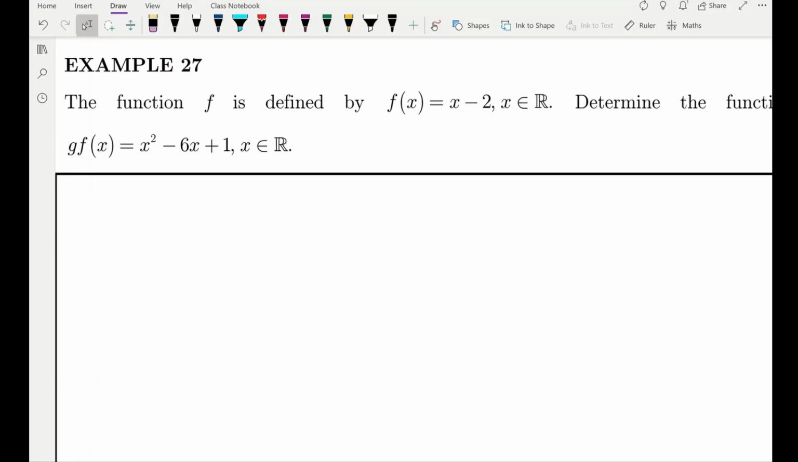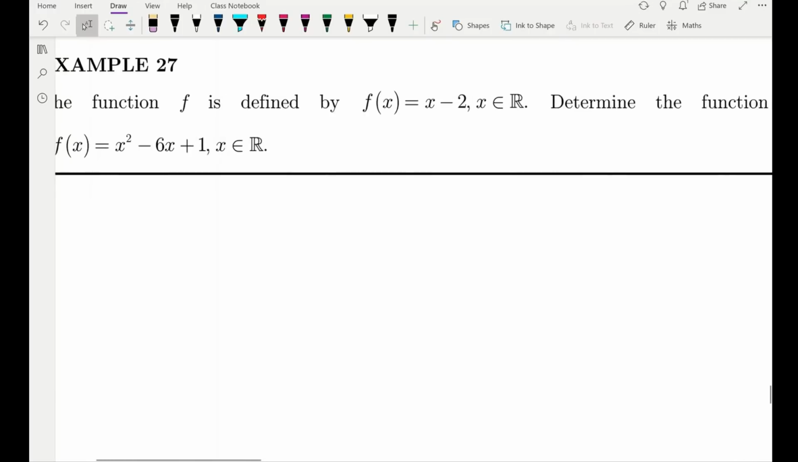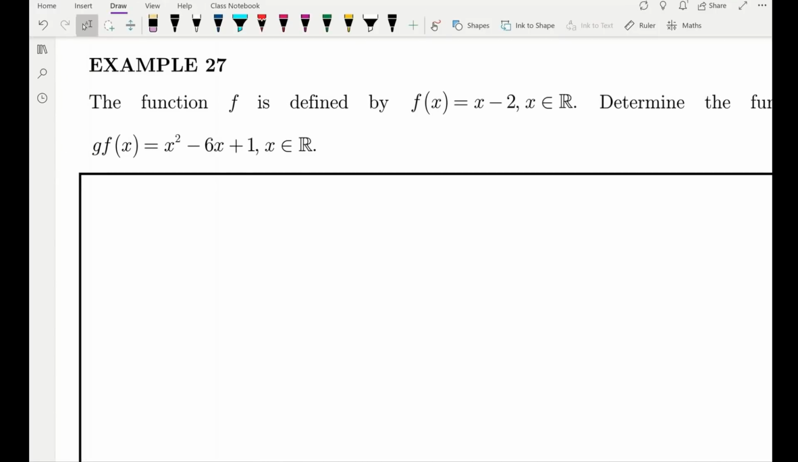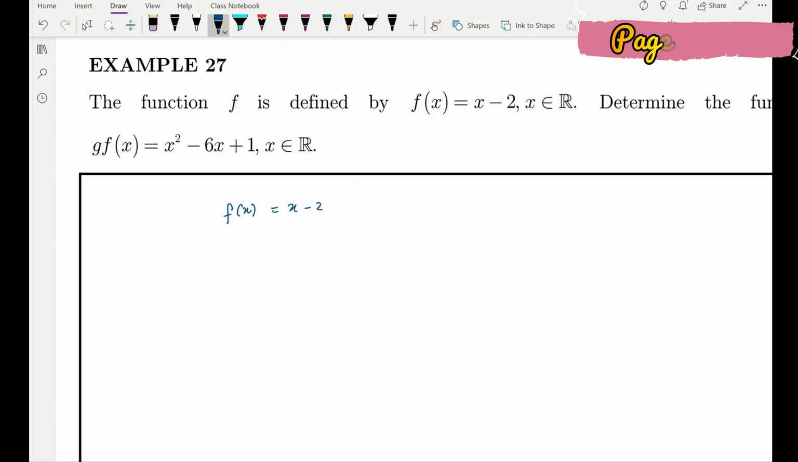Example 27. Given the function f and then determine the function g if g of f is equal to x squared minus 6 plus 1. For this question, the given function is the inside of the composite function. And the question is how to find g of x.